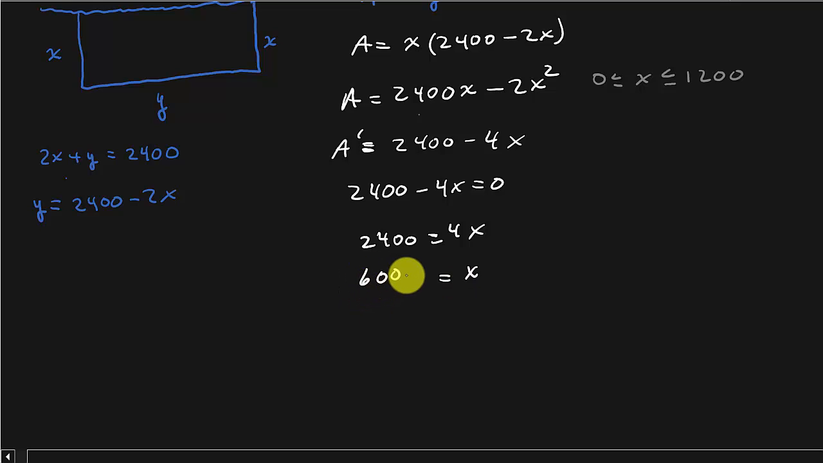Alright, now what's going on here? Is this my solution? Well, remember, we're on a closed interval here.